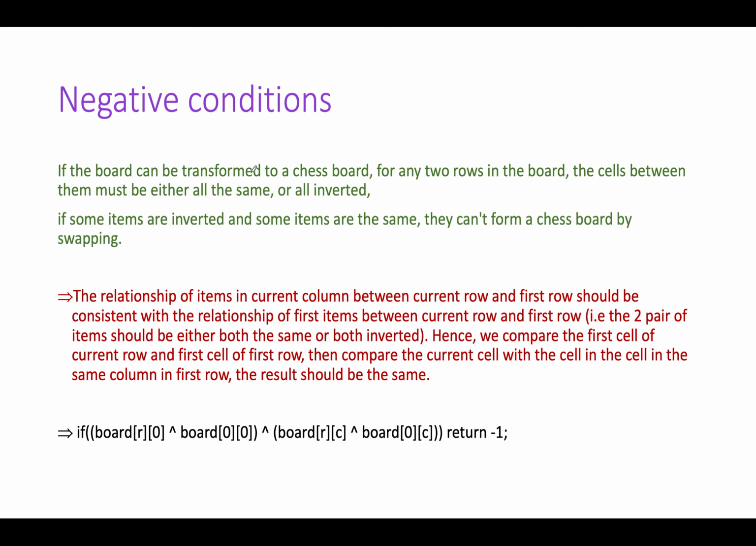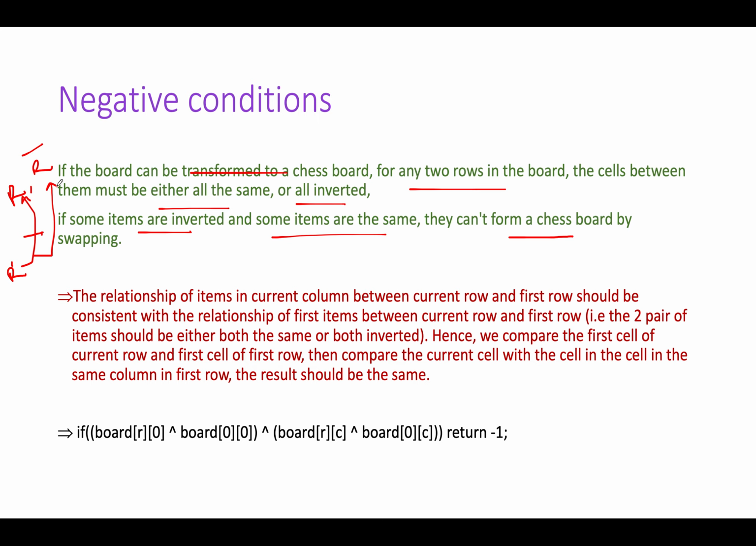If the board can be transformed into a chessboard, then for any two rows in the board, the cells between them must be either all the same or all inverted. It says that it should be either R or R bar. If for some rows, some of the elements are inverted while some of the elements are the same, then we cannot transform this grid into the chessboard by swapping. It means that, let's assume in the R dash row, some of the elements correspond to R type and others correspond to R bar type. The transformation is not possible.